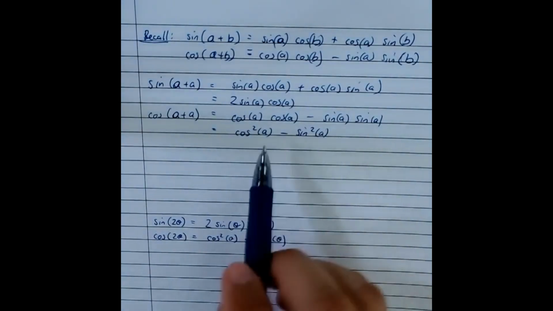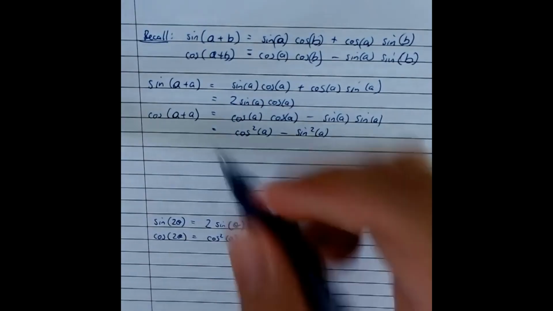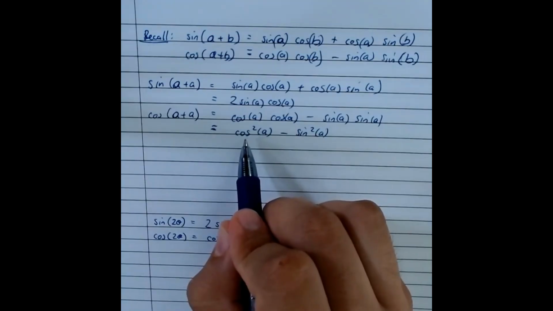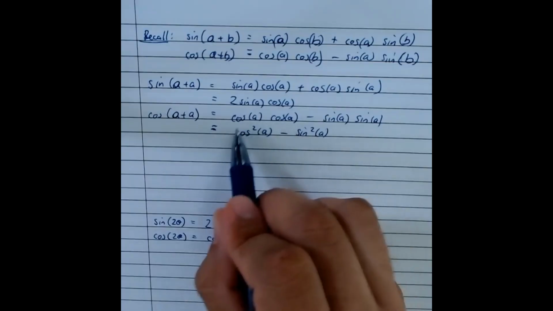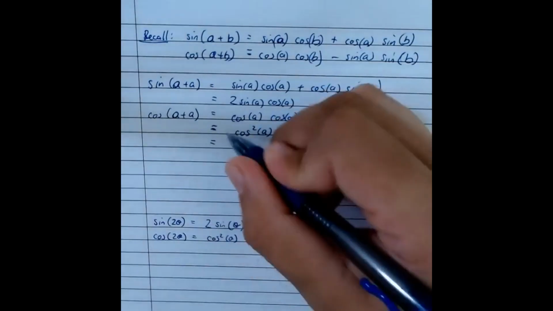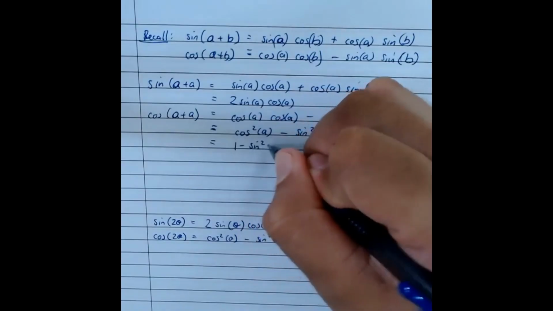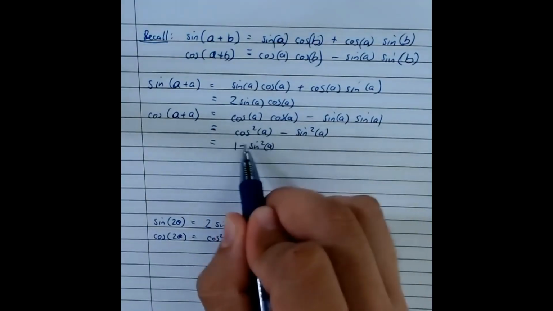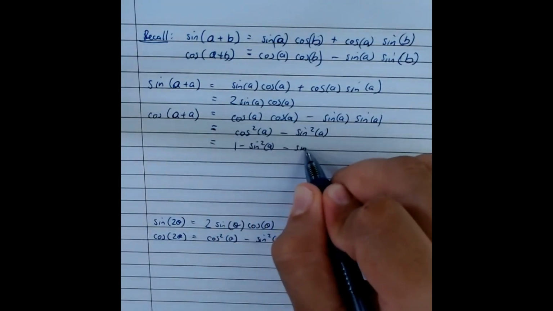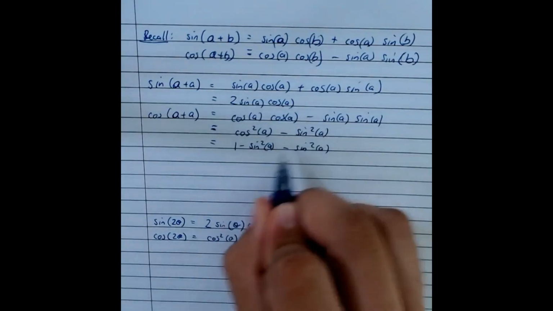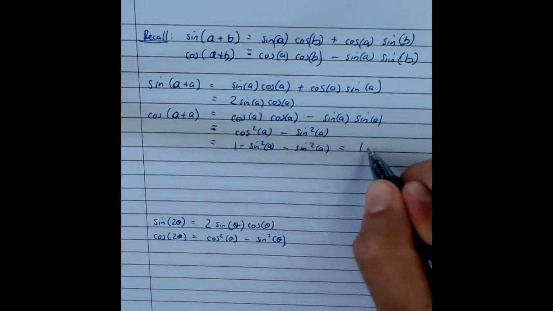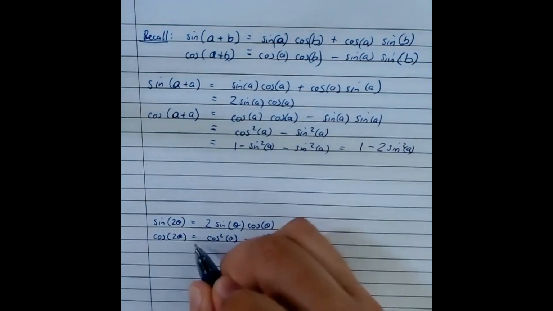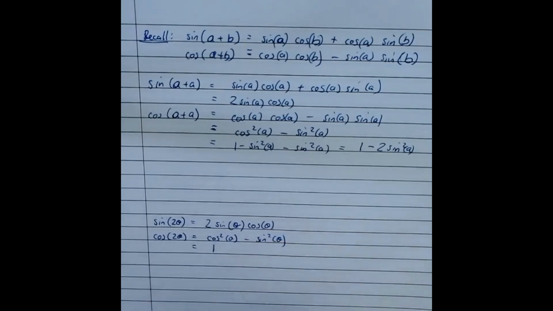Now, there are other ways of writing this same result. For example, using the Pythagorean identity, I know sine squared of a plus cosine squared of a is equal to 1. So here, cosine squared of a can also be written as 1 minus sine squared of a. That's by the Pythagorean identity. So if this can be written this way, minus sine squared of a, well then these double up. So this would give us 1 minus double sine squared of a. So that's another version of the double angle formula for cosine.